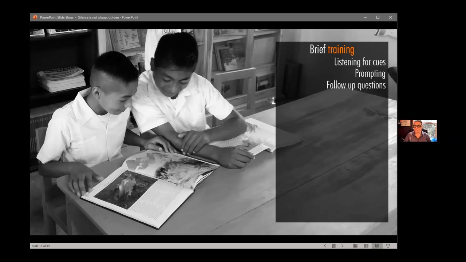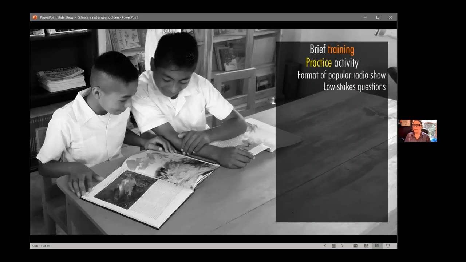But we did go through listening for cues, listening for key things, and then following up with a prompt. Maybe the prompt that I gave, but they were also open to create their own prompts and just react to the conversation they're having with their friends. How to ask follow-up questions, essentially how to listen and how to get your friend to talk to you.